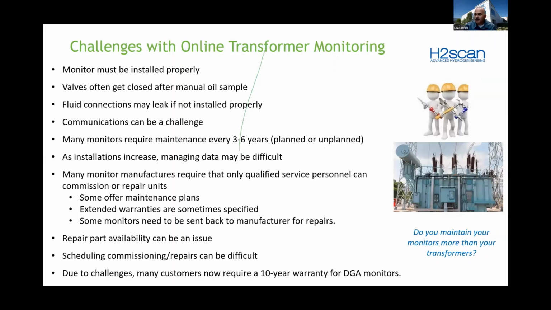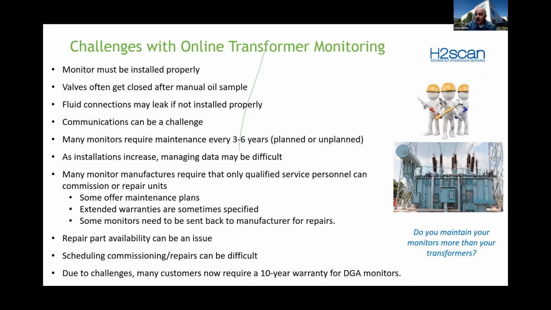Many monitor manufacturers require that only qualified service personnel can commission or repair units. So this again is very important when you're going into a major monitoring plan. You want to make sure that if maintenance is required, you may want to consider maintenance plans and have the manufacturer come out and perform maintenance on a regular basis or do a monitor checkup. Extended warranties are sometimes specified.